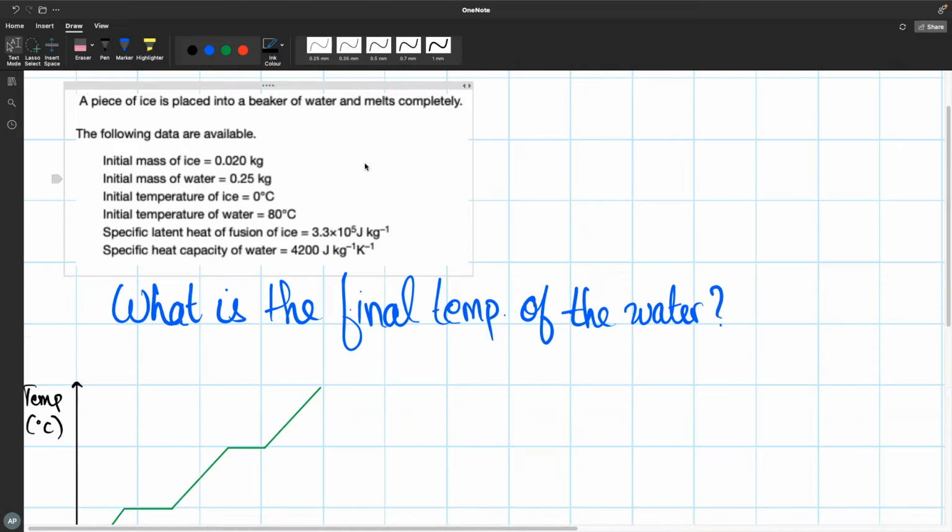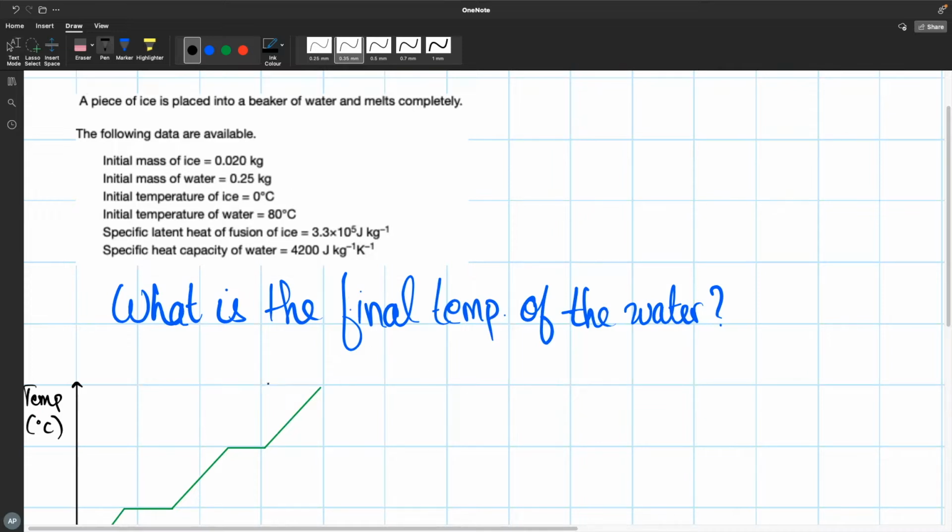And the water is of temperature 80 degrees Celsius. We're also given information about the specific latent heat of fusion of ice and the specific heat capacity of water. We're also told that the ice melts completely after being placed, and we must find the final temperature of the water.